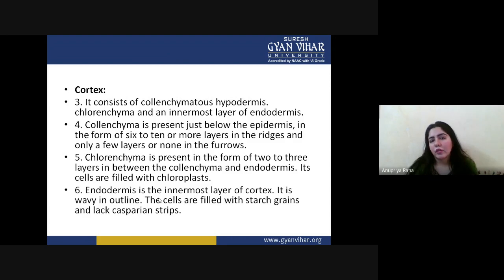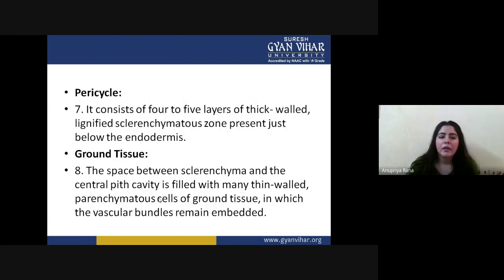And what is the major function of the Casparian strip? They work for the transportation pathway. So that's why there is no transportation from the stelar region to the cortex. This Casparian strip is absent in the endodermis, and all the endodermal cells are filled with starch grains. Next is the pericycle.